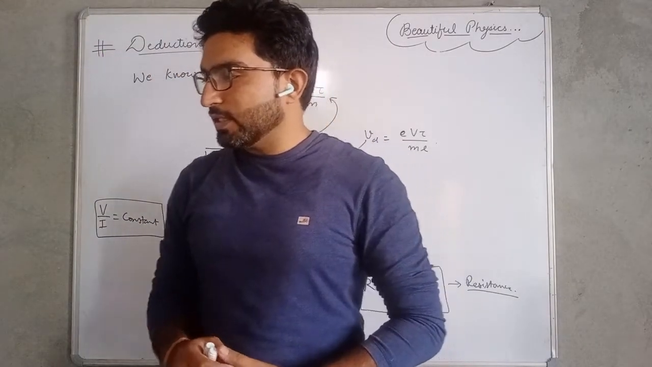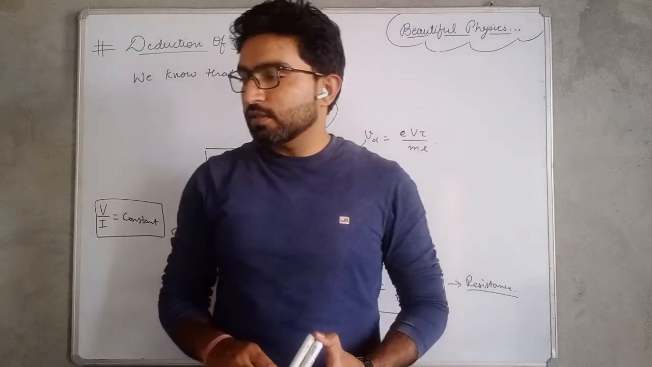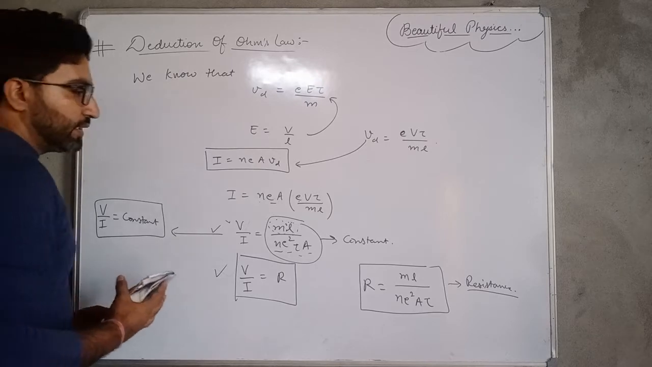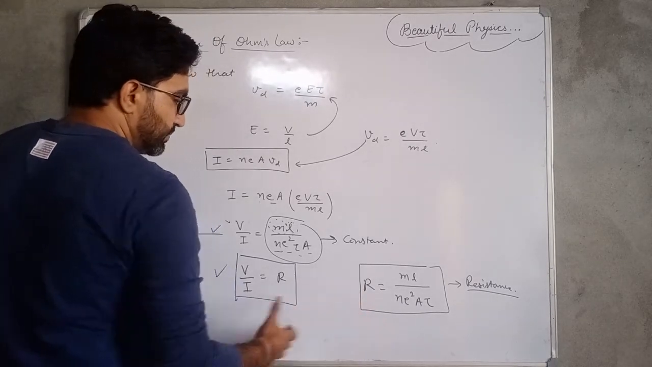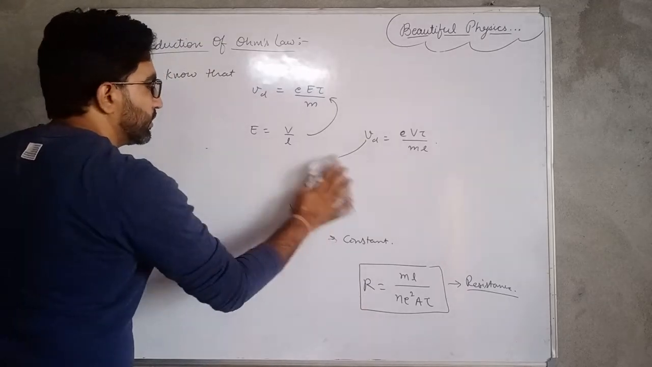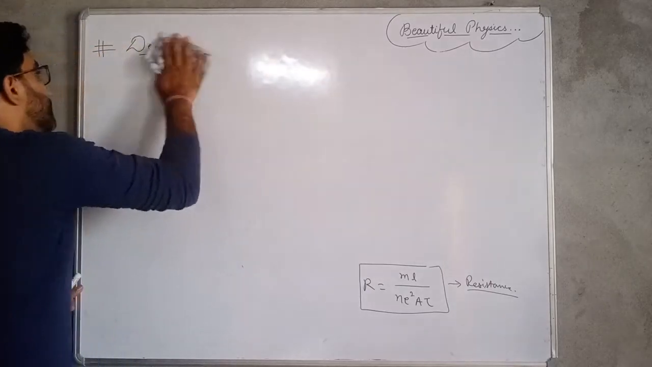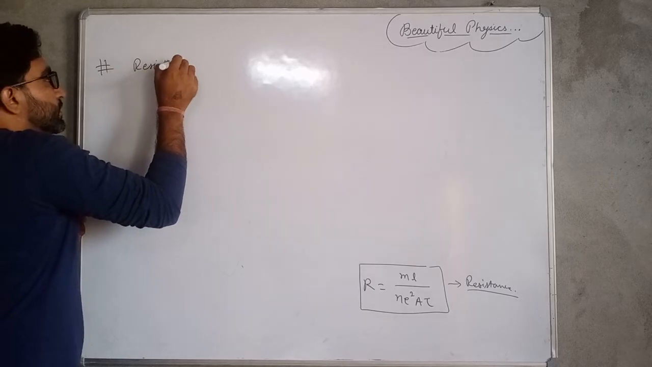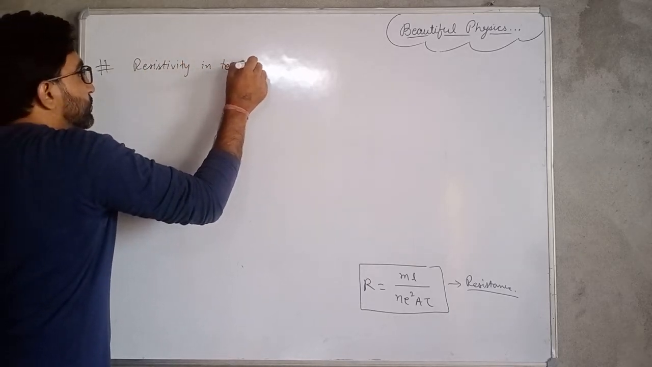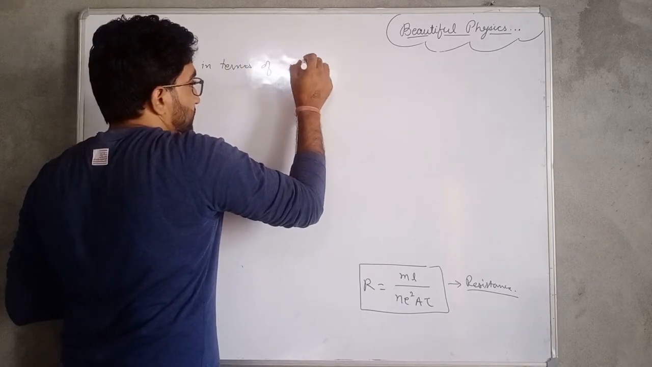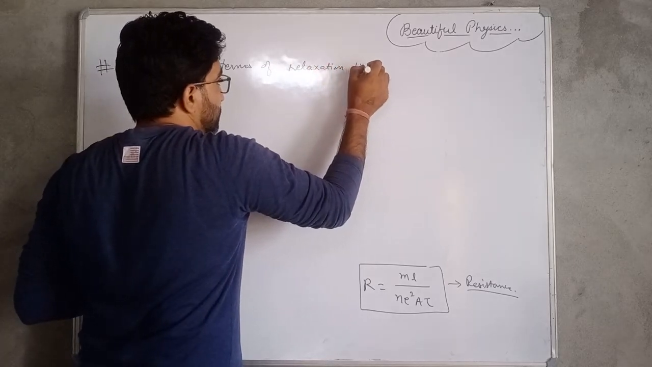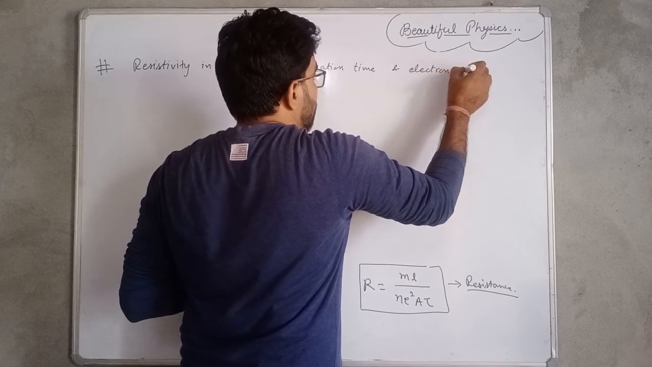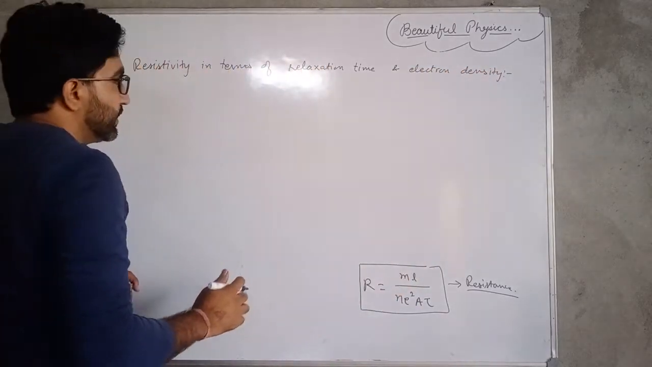So now we have to find the relation for the resistivity in terms of relaxation time and the electron density. For this, we will use this relation.